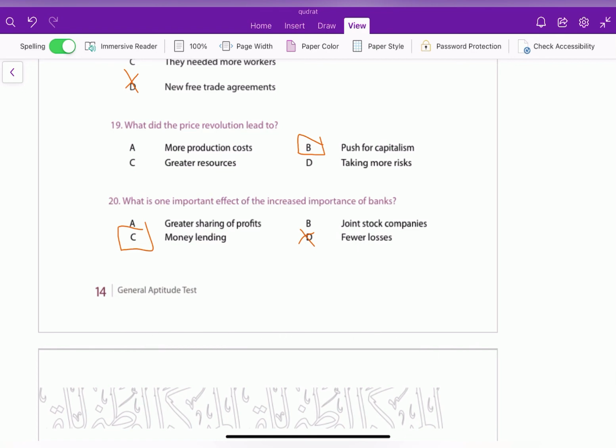So we just finished the verbal section of this PDF, and the next video is going to be the quantitative section of this PDF.